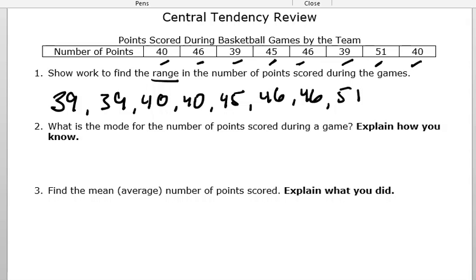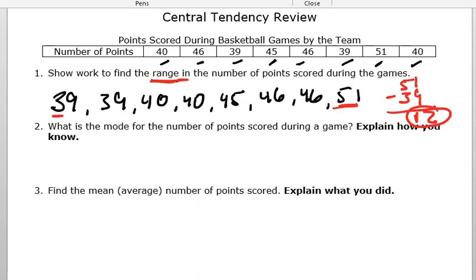And now let's talk about range. So my range is my maximum minus my minimum. All right, so I'm going to go 51 minus 39, and that is going to give me a range. 51 minus 39 is going to give me a range of 12.